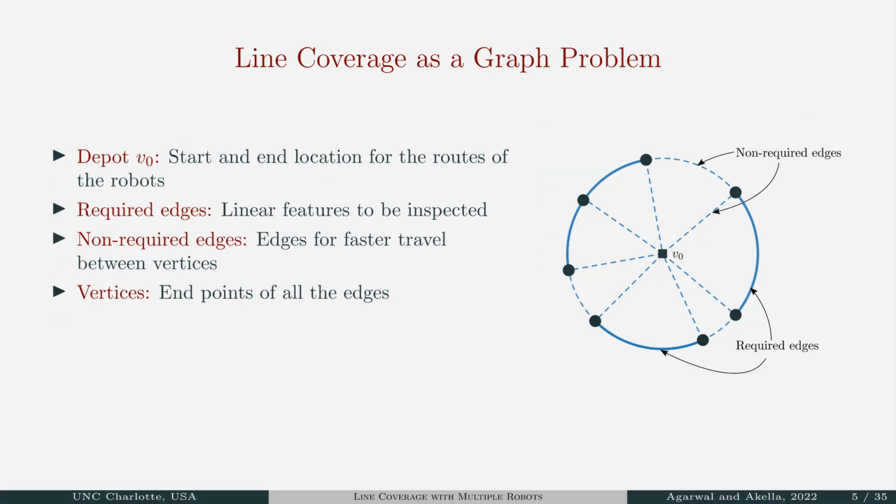We model line coverage as a graph problem. We are given a depot which corresponds to the start and end location for the routes of the robots. The linear features to be inspected form the required edges. There are non-required edges that can be used for faster travel between vertices, and the endpoints of all the edges form the vertices in the graph.